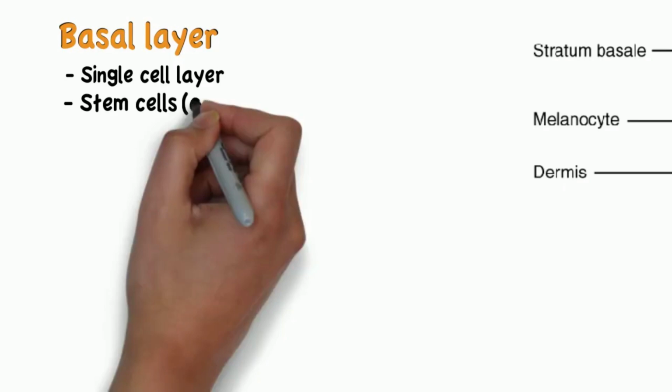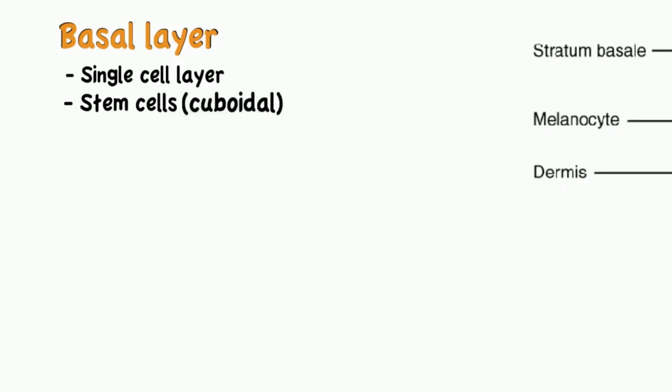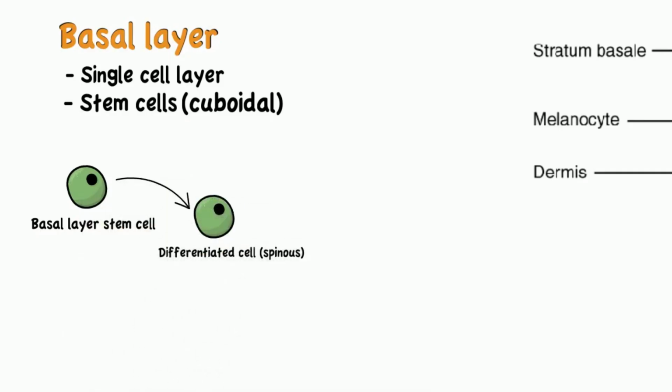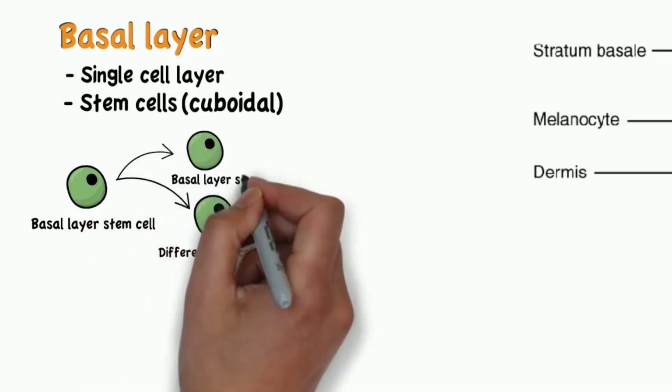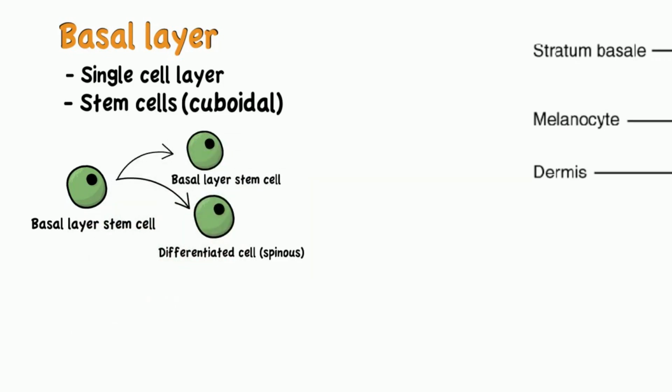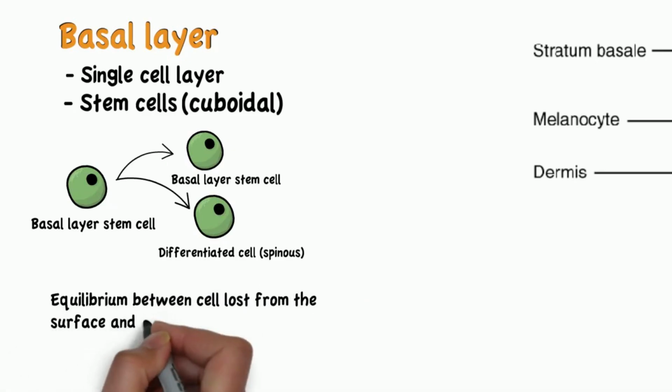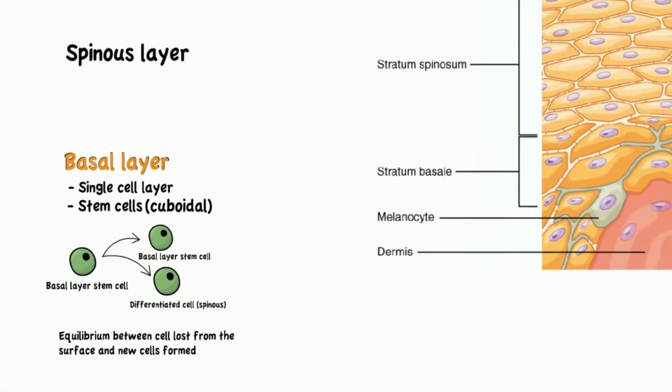The basal layer is a single cell layer that contains the stem cells of the epidermis, and these cells are cuboidal in shape. Newly formed daughter cells will either differentiate to form the layer above, which is the spinous layer, or remain in the basal layer as stem cells. And cell division is finely controlled to maintain an equilibrium between cells lost from the surface and new cells formed.